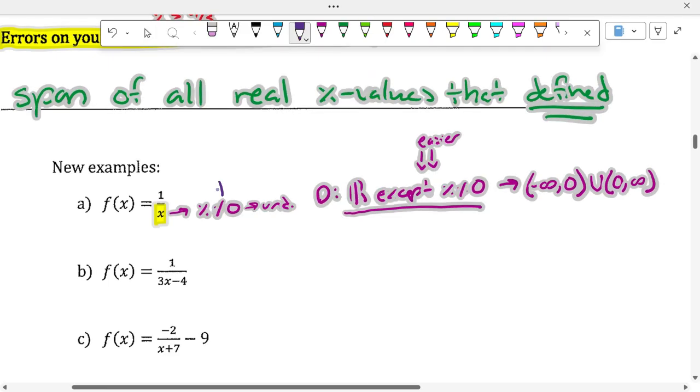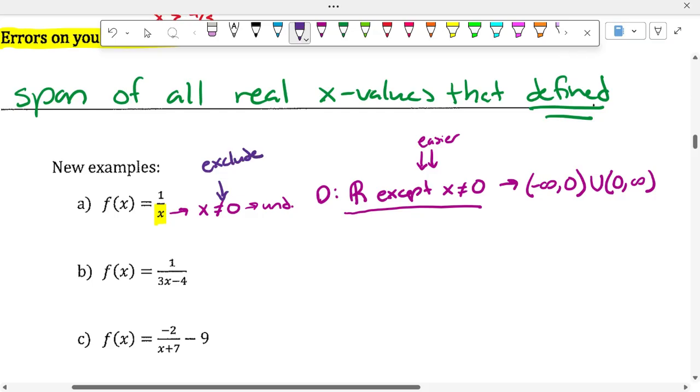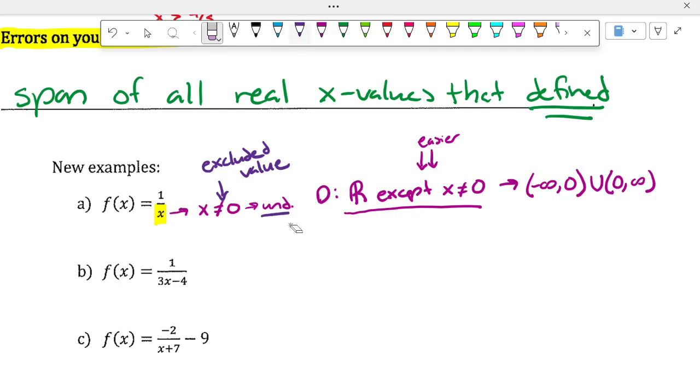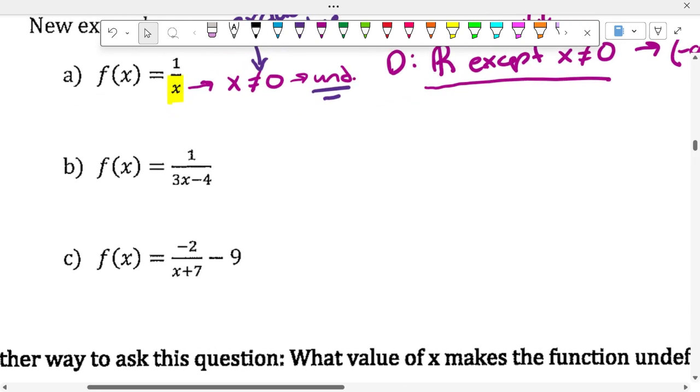Now, this number right here is what we call the excluded value. So x equals 0, that's what we call the excluded value. It's the one value that does not work in this function. When we plug it in for x, it'll give us an undefined. So let's use that same logic for the next one. So we know that we cannot have 0 in the denominator, meaning that if I evaluate this, I cannot get 0. So to solve for what x cannot be, what do you think I should do?